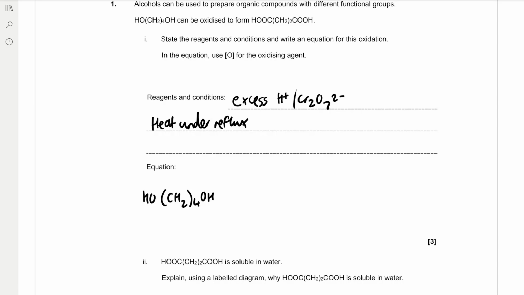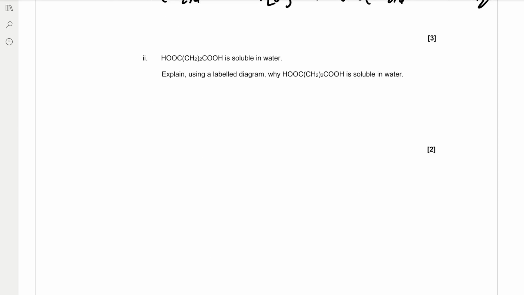And since we have two alcohol groups and we need to do full oxidation, we need to balance with 4 oxidizing agents. So that's 2 oxidizing agents per alcohol group, which is going to form the product, the dicarboxylic acid, and 2 molecules of water. So the dicarboxylic acid is soluble in water.